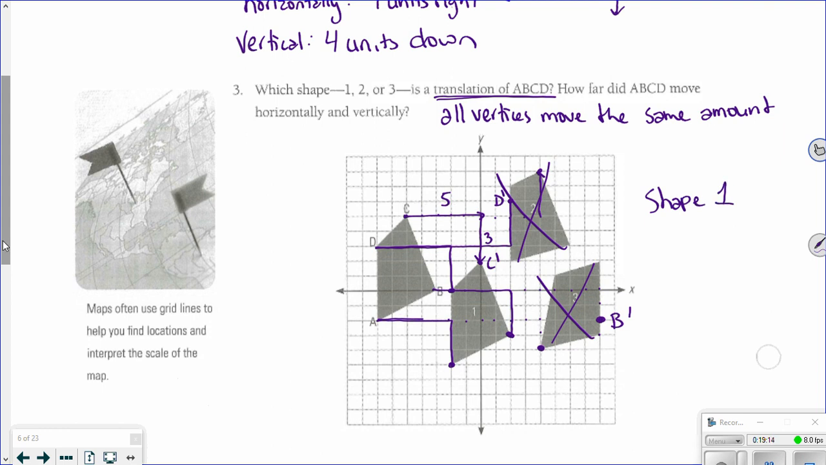And it says, how far did it move horizontally and vertically? For horizontal, which is left and right, we said we moved right 5. For vertical, we had to go down 3. So that's where our translation was.